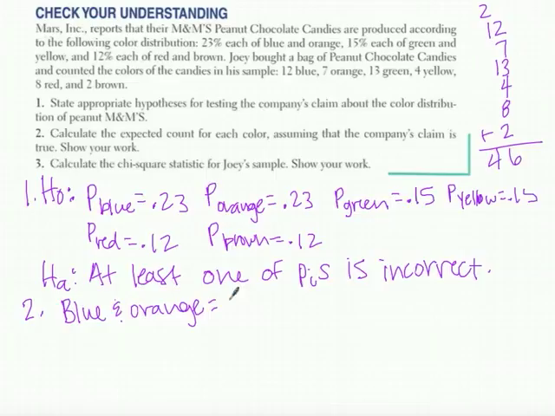So for the expected count of blue and orange, we take the 46 that's definitely in the bag and multiply it by 0.23, which is the 23% that is supposed to be representative of blue and orange. So we do 46 times 0.23, and we get 10.58.